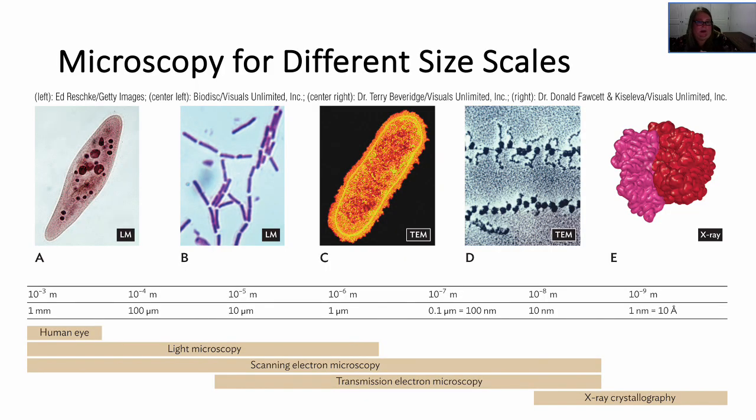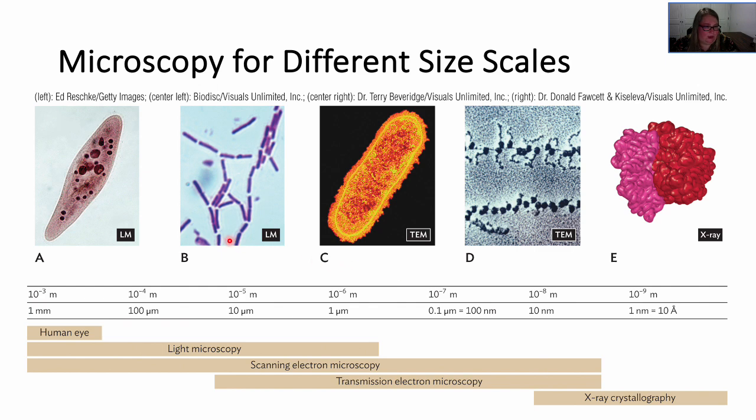So when we talk about microscopy and the different sizes of things that we can see, we really need to look at the scale of what we're actually seeing. On this slide, we have a scale. It ranges from 1 millimeter up to 1 nanometer, which is the same as 10 angstroms. Whenever you see this A with a halo, this is an angstrom unit.